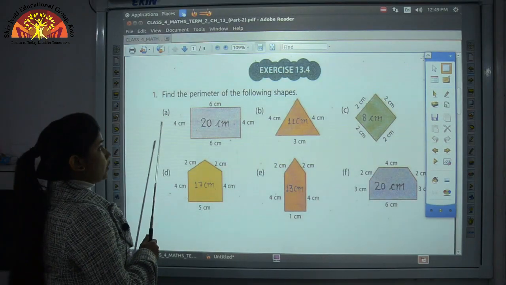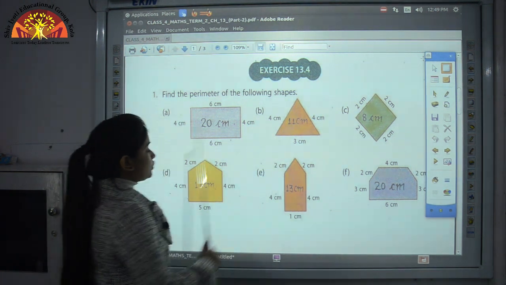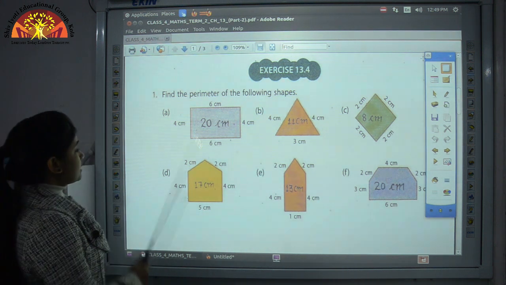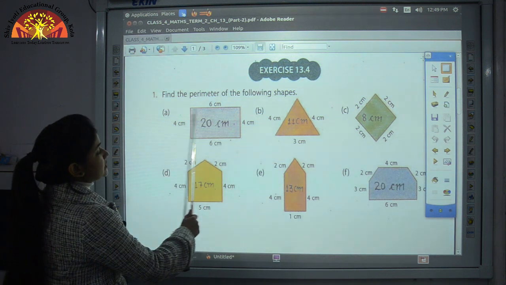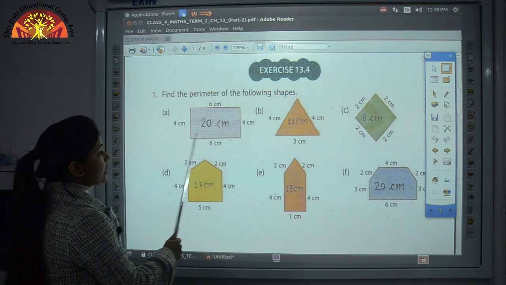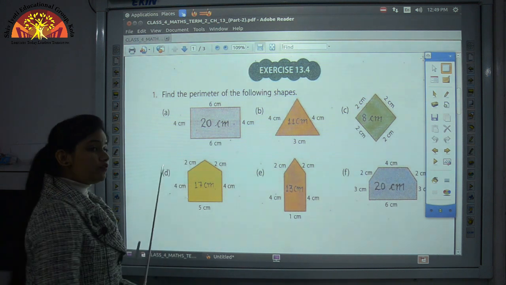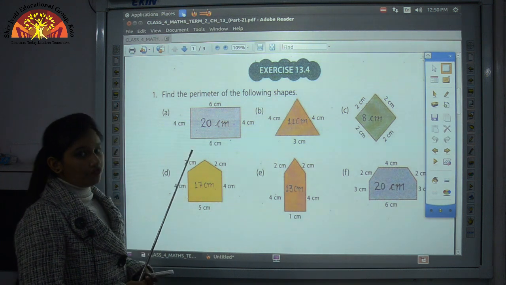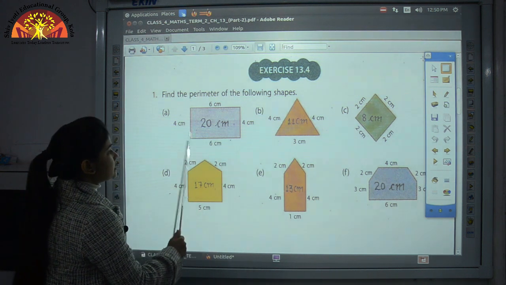So question number 1 of exercise 13.4 is find the perimeter of the following shapes. So here some shapes are given and we have to find the perimeter of these shapes. So I am taking A part of this question. In this A part we can see the length of this side is 6 centimeter, the next side is 4 centimeter, the next is 6 centimeter and again the next side is 4 centimeter. So how can we find the perimeter of this shape? As I have told you, you have to find the total length of the boundary. Total length means you have to do 6 plus 4 plus 6 plus 4.